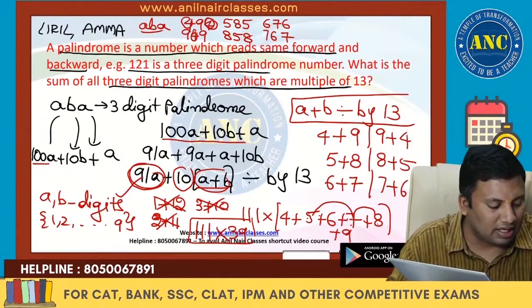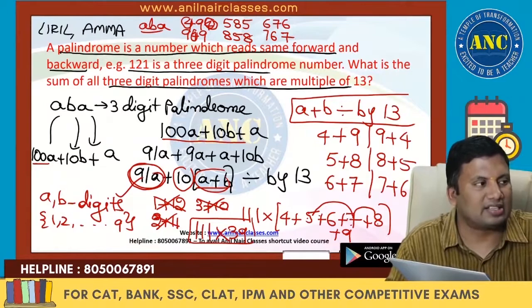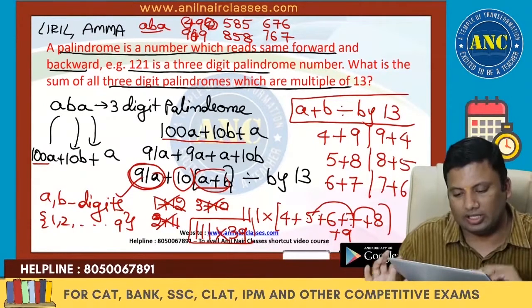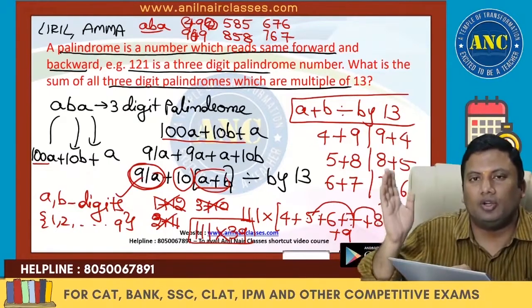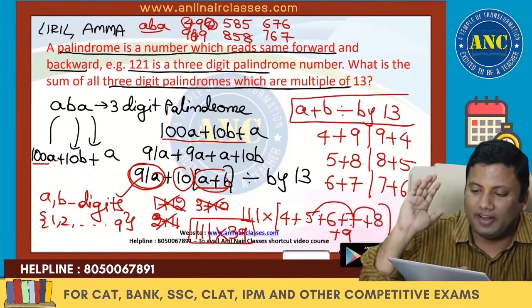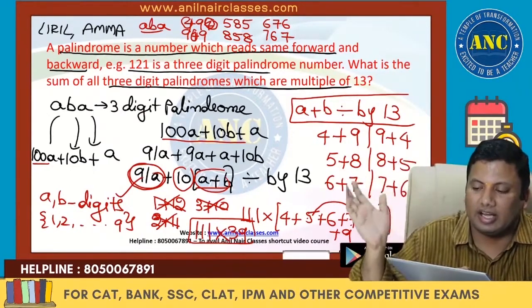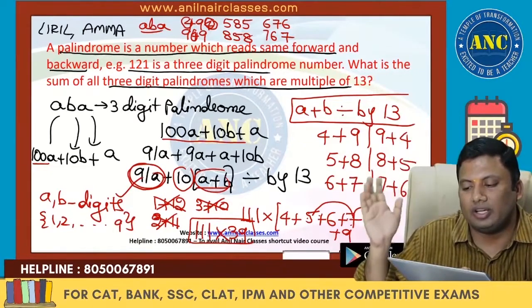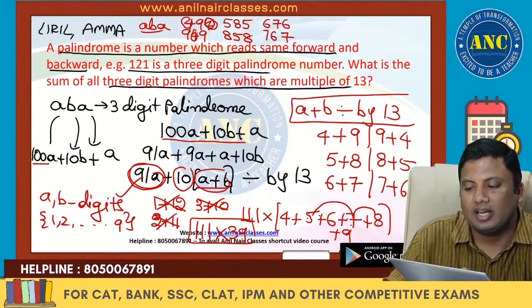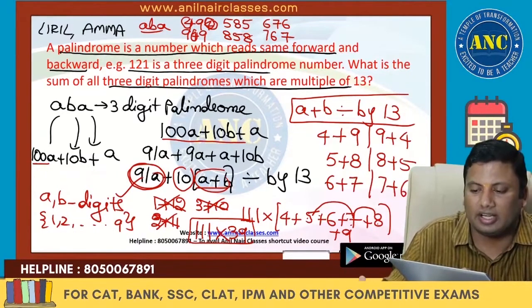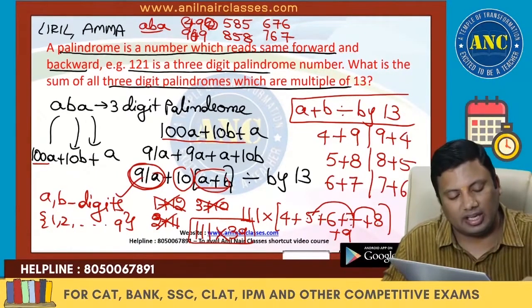I hope it is clear, Praveen. The idea is clear, right? This concept is clear. Why did 111 come into the picture? 4 is there in units, tens and hundreds. 5 is there in units, tens and hundreds. 6 is there in units, tens and hundreds. 7 is there in units, tens and hundreds. 8 also units, tens and hundreds. 9 also units, tens and hundreds.